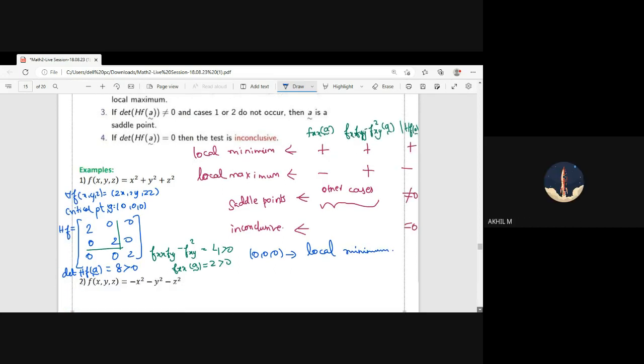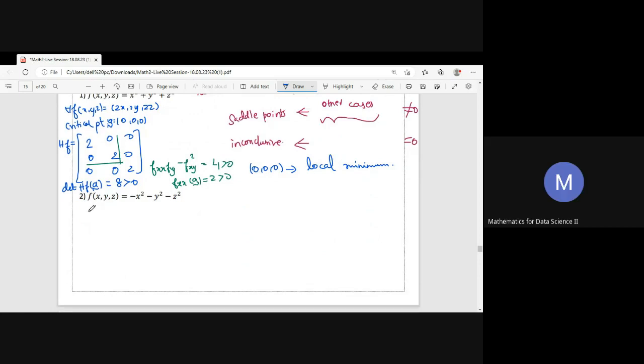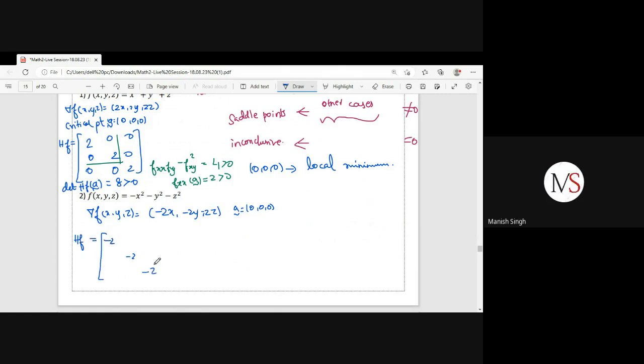Okay. Now what about this function here? It looks the same, right? Minus 2, minus 2, minus 2 will come. So the critical point is again 0, 0, 0. Now what is the Hessian matrix? Minus 2, minus 2, minus 2 along the diagonal. Now what is the determinant of the Hessian matrix at this point A tilde? Minus 8.